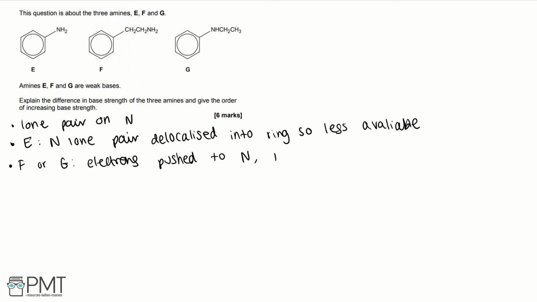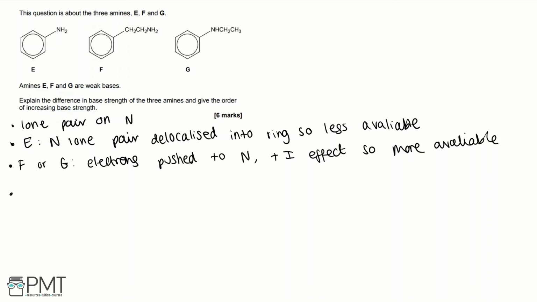And then if we look at the order of base strength, so E will be the weakest base, and then G, and then F is the strongest base out of the 3 amines in this question.